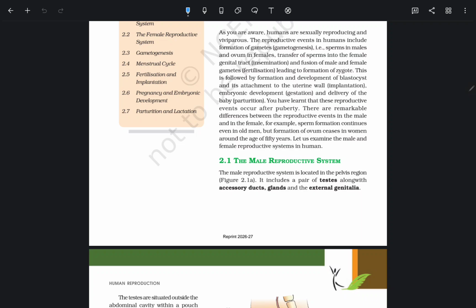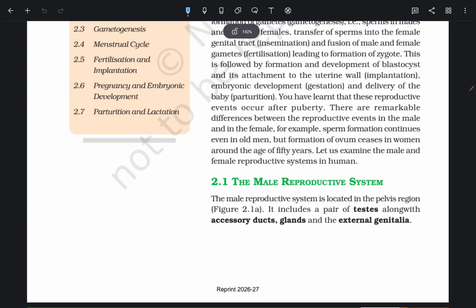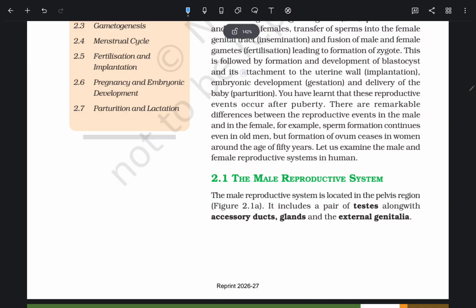This is followed by formation and development of blastocyst and its attachment to the uterine wall, implantation. Then embryonic development, gestation, and delivery of the baby, parturition.